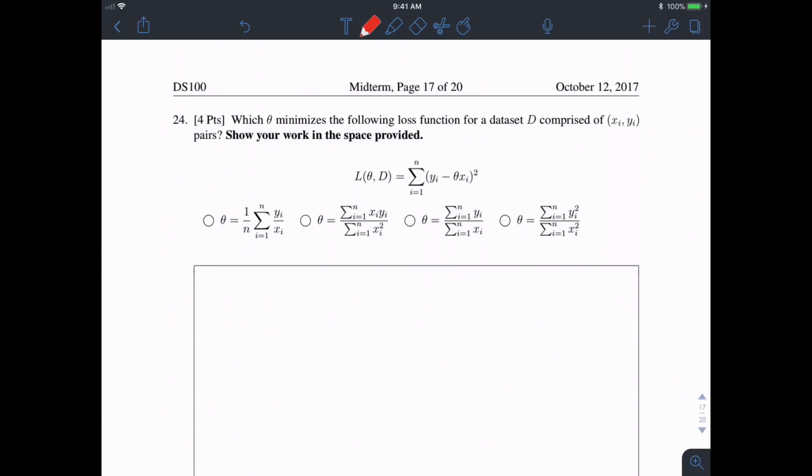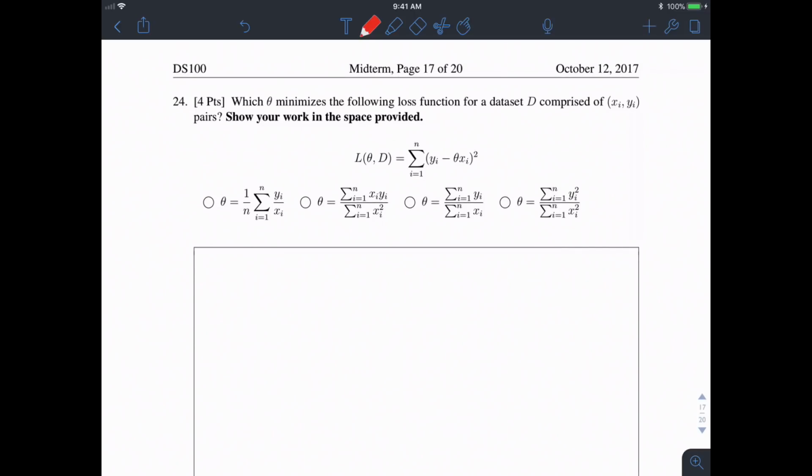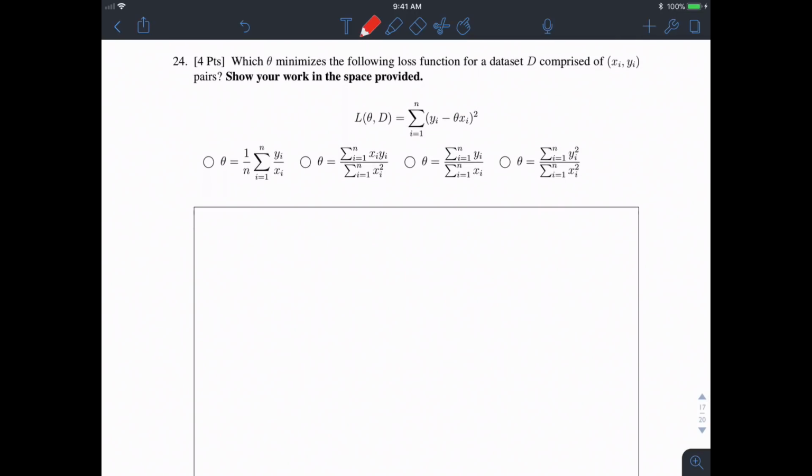Okay? Now in 24, we're asked to find the theta that minimizes the following loss function for some data set of points that look like xi, comma yi. Okay, again, this is something that we've also done in discussion, but we will represent here. So we can take the derivative of our loss function with respect to theta, and we're still left with the sum going from i equals 1 to n of 2 times (yi minus theta xi) times negative xi. Because there's a constant term being multiplied by theta, and that's a negative xi.